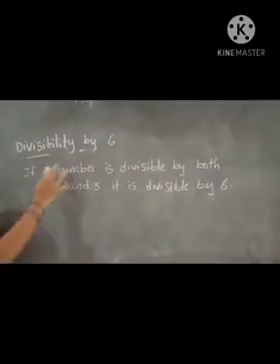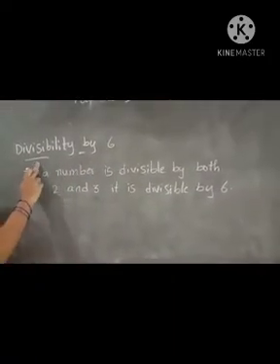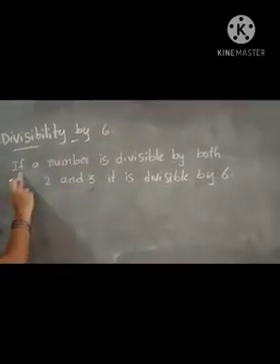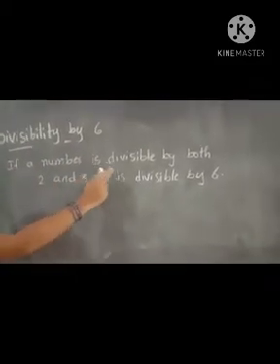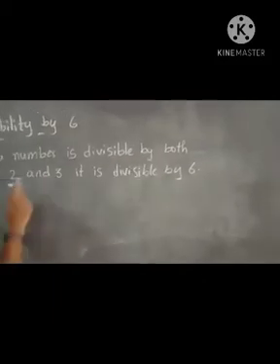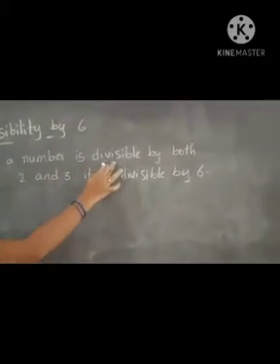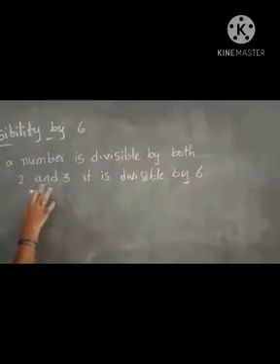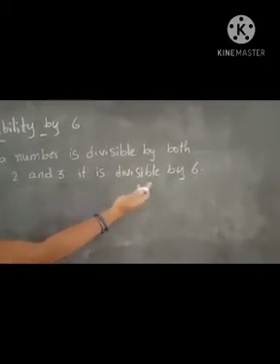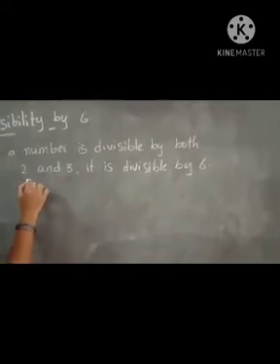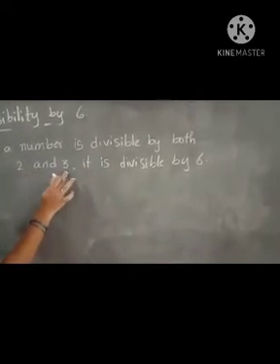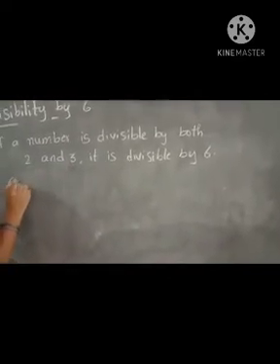Now we are going to discuss the divisibility rule by 6. If a number is divisible by both 2 and 3, see children, if a number is divisible by both 2 and 3, it is divisible by 6. Okay children, what is the rule here? Both 2 and 3 we have to check. See the example.